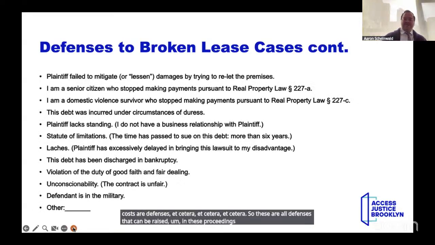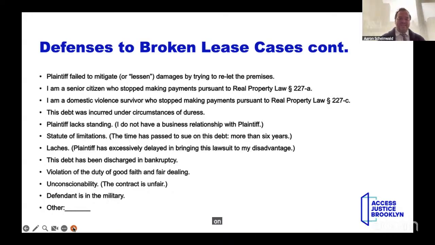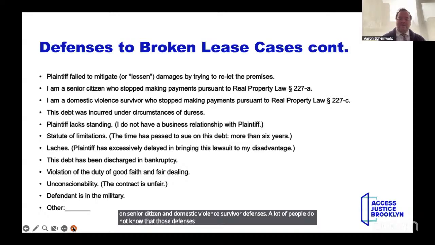We do spend a decent amount of time on senior citizen and domestic violence survivor defenses. A lot of people do not know that those defenses exist, or they might know older versions of the defense, particularly in the case of the domestic violence survivor defense, which was improved substantially a few years ago.